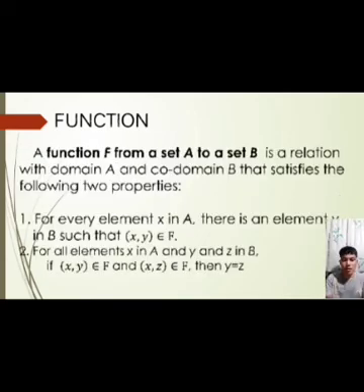one output. Function. A function f from a set A to a set B is a relation with domain A and codomain B that satisfies the following two properties. 1. For every element x in A, there is an element y in B such that (x, y) is an element of f. 2. For every element x in A and y and z in B, if (x, y) is an element of f and (x, z) is an element of f, then y is equal to z.